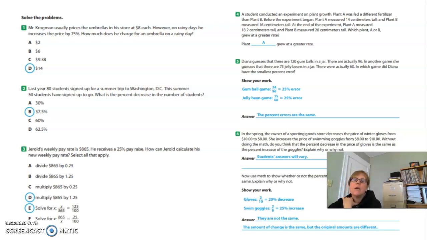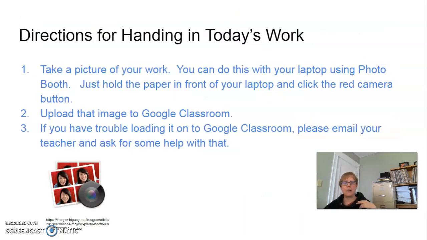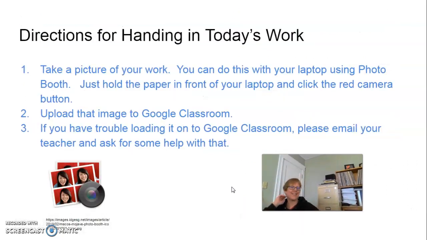If you had any trouble with any of those, please circle them and let me know, or let your teacher know. Last page, hand your work in. We need to know that you did this, and we need to know that you were paying attention to the video, making an effort.